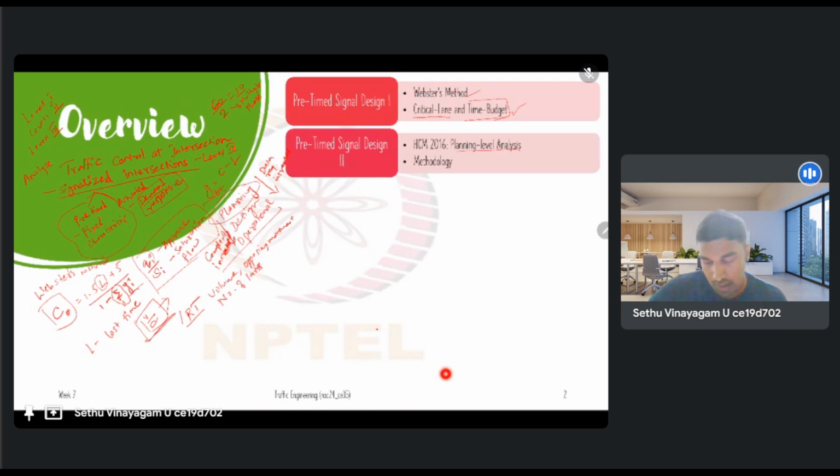So depending on that, we have three different conditions which tell us whether we go for a protected phase or not for the turning operations. So that's the first step. Once we have decided that, that will tell us the phase plan, right?